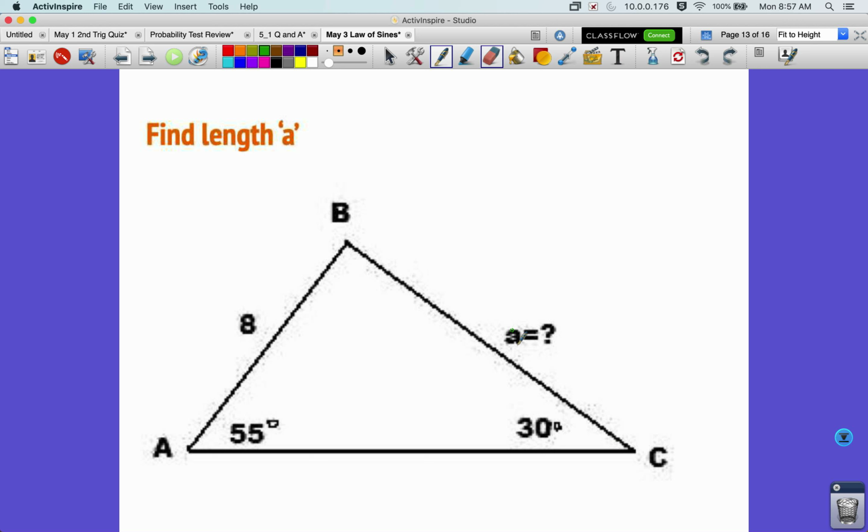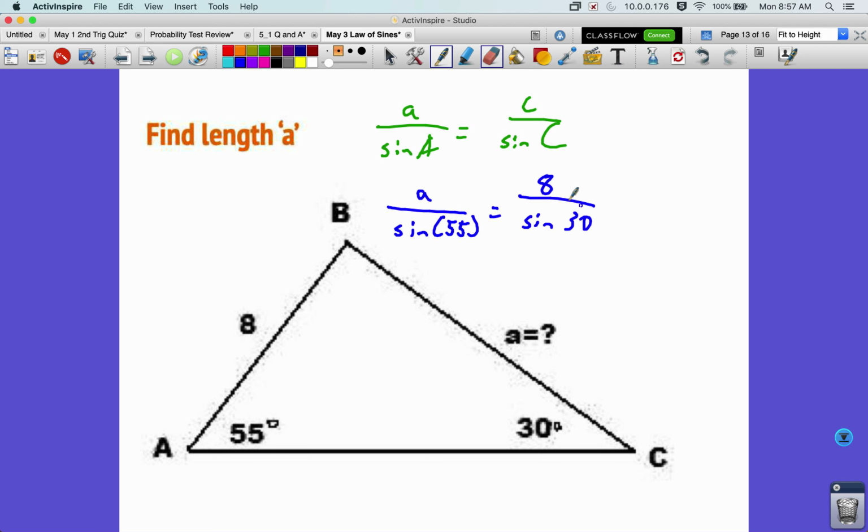Anyway, so I'm solving for a length, so I want to put the lengths on top. And here's how I want to set this up. A over sine A equals C over sine C, because that's the information that I've got. I've got angle C and side length C. Now fill in everything that you've got. So I don't know what little a is, but A over sine of 55 equals 8 over sine of 30.